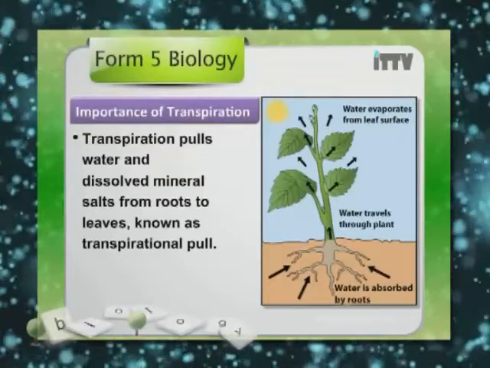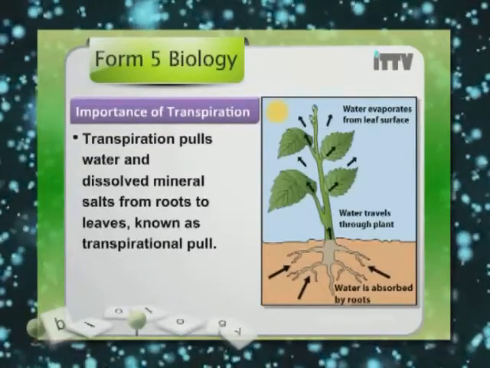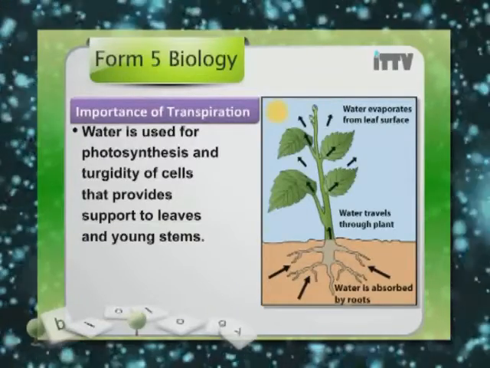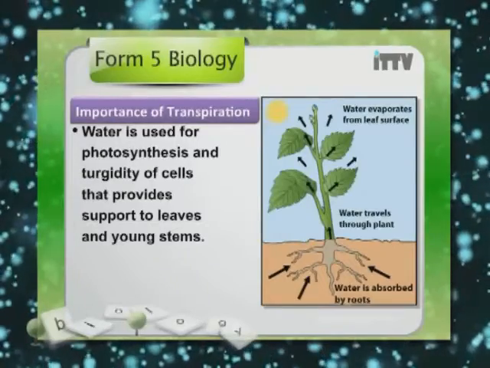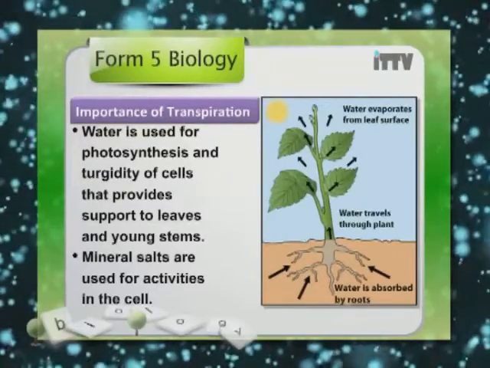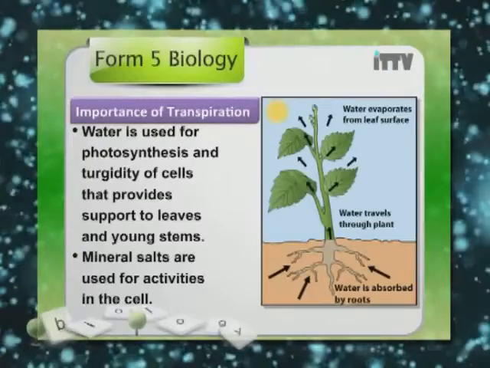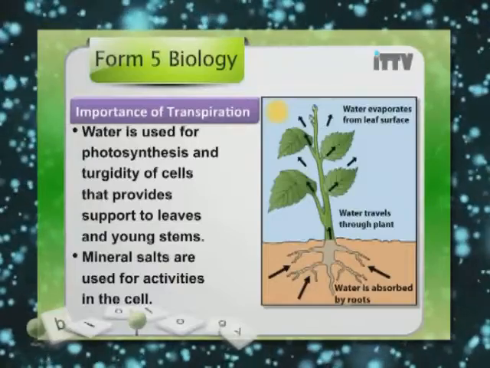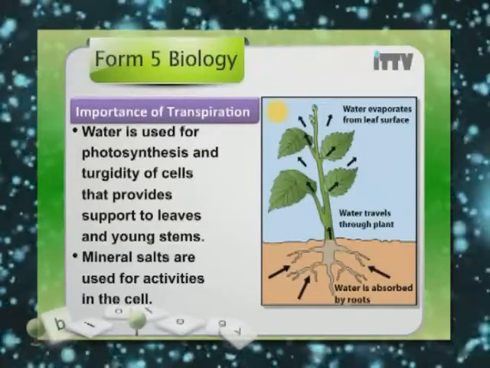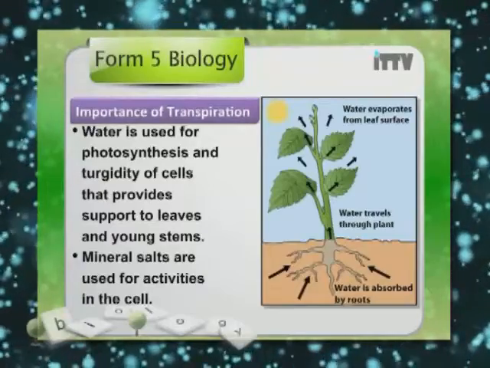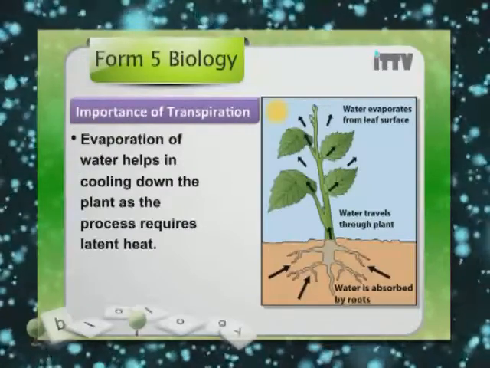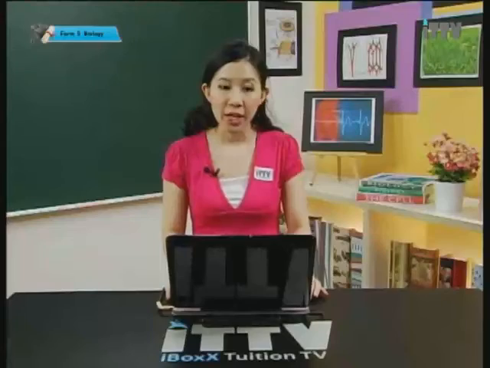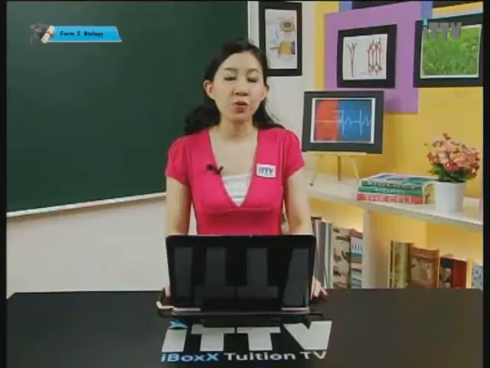Transpiration pulls water and dissolved mineral salts from roots to leaves, known as the transpirational pull. Water is used for photosynthesis and turgidity of cells that provide support to leaves and young stems. Mineral salts are used for activities in the cell. So transpiration is important because water is used for photosynthesis, to maintain cell turgidity and to provide support for the leaves and young stems. Besides that, evaporation of water helps in cooling down the plant as the process requires latent heat. Those are the importances of transpiration for the plant.